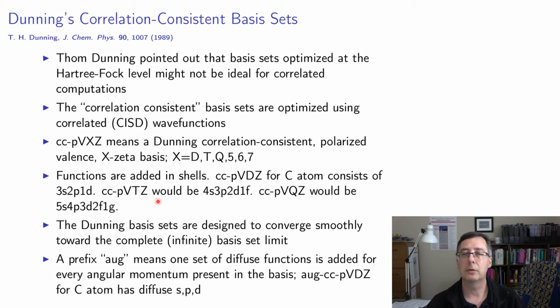But if you do this, you do get nice convergence. If you go from double to triple to quadruple and do a series of calculations, your energies and your dipole moments and other properties will smoothly converge, which is really nice.